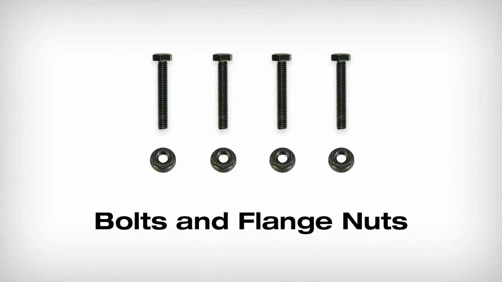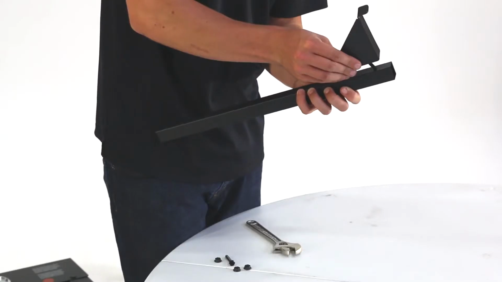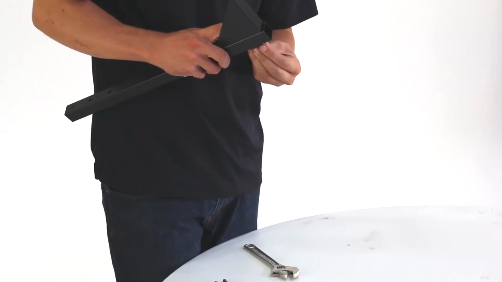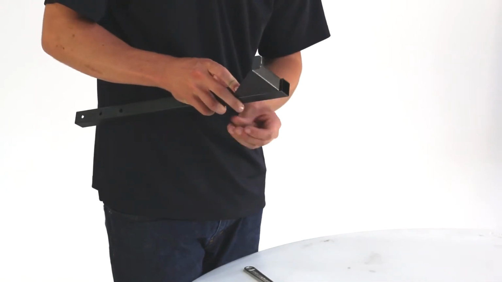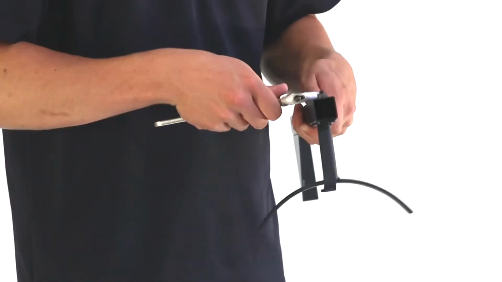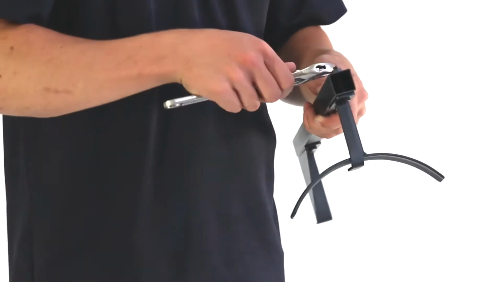Now use 4 bolts and flange nuts to assemble the upper and lower tank hangers to the support tube. Use 2 bolts and nuts for the top hanger and 2 bolts and nuts for the lower piece as well. Use a wrench to tighten all the bolts.